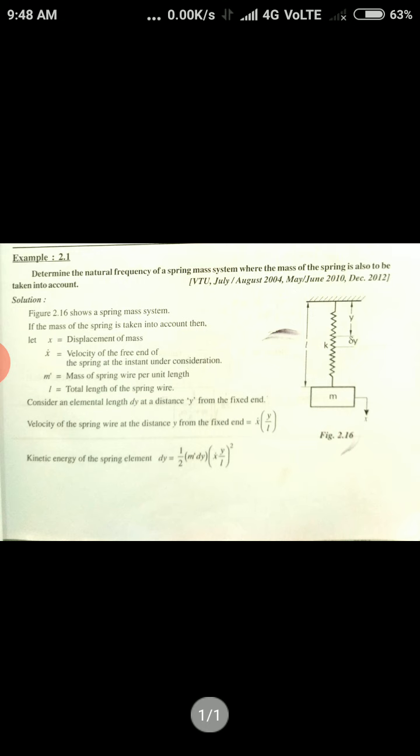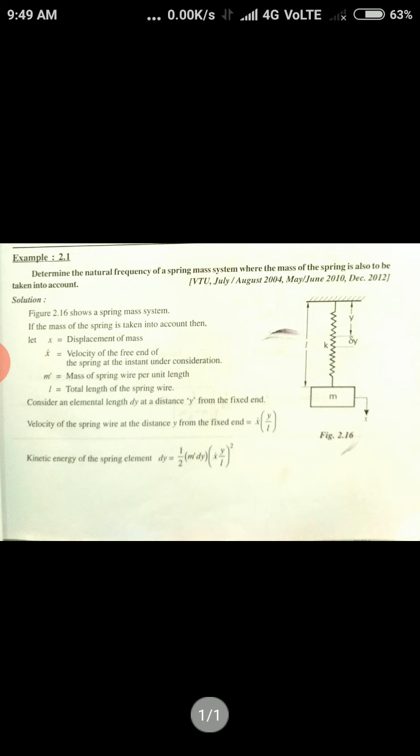But in today's derivation of the spring mass system, we are going to consider the mass of the spring also. When the mass of the spring is considered, we have to determine the kinetic energy of the spring, because if it has a mass, definitely it will have a kinetic energy. So now let us take the spring mass system as shown in figure 2.16.